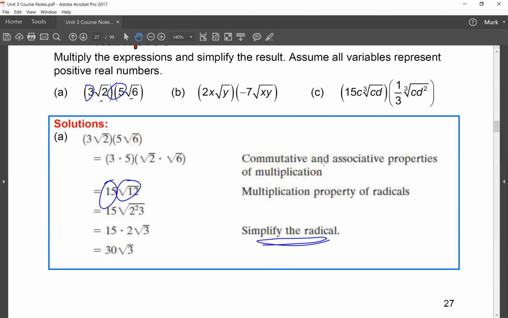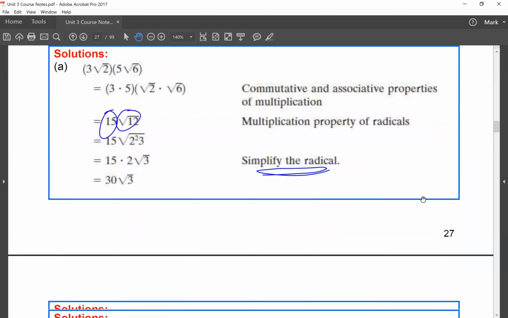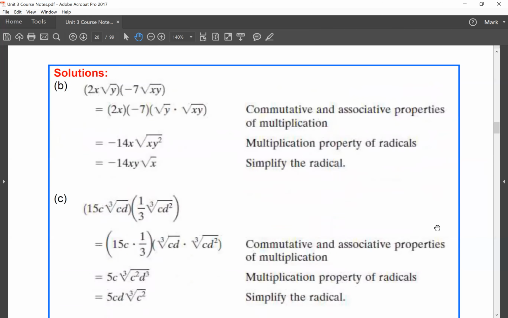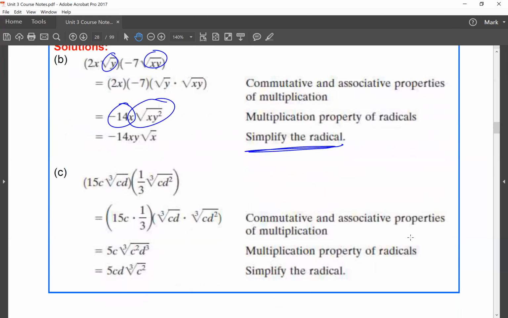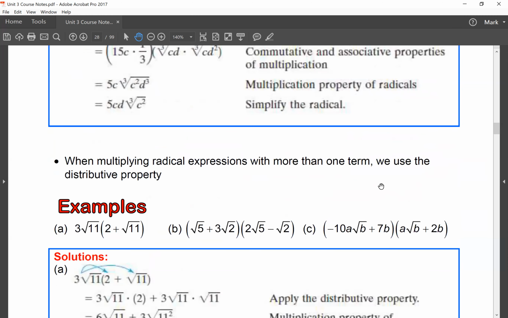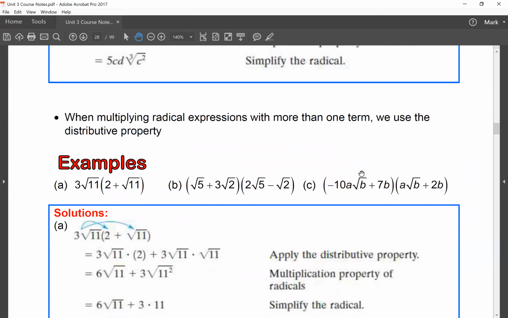For a question like B, 2x times negative 7, well, that would be, let me scroll down, 2x times negative 7 is negative 14x. So do what's outside. And then I'm going to multiply what's inside. y times x times y is xy squared. And I keep the root sign. Then simplify. So I think I'll leave it here for today. That's enough information for you guys today.